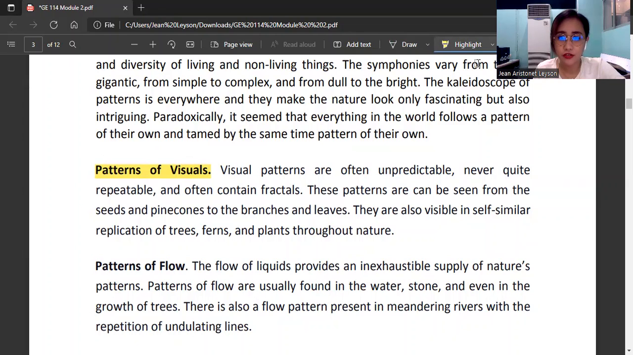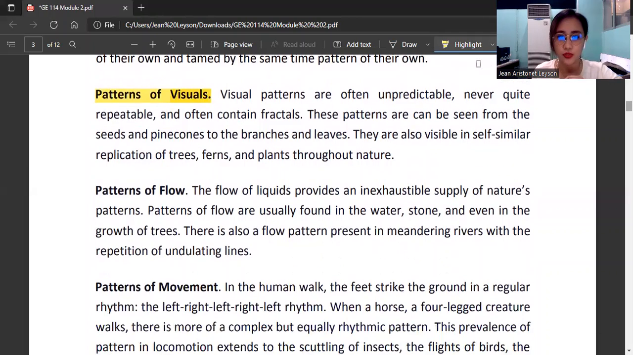Visual patterns can be seen from the seeds and pine cones to the branches and leaves. They are also visible in self-similar replication of trees, ferns, and plants throughout nature. So if you say visual pattern, it can be related to our sense of sight, the patterns that we see in the world around us. So that's patterns of visuals.